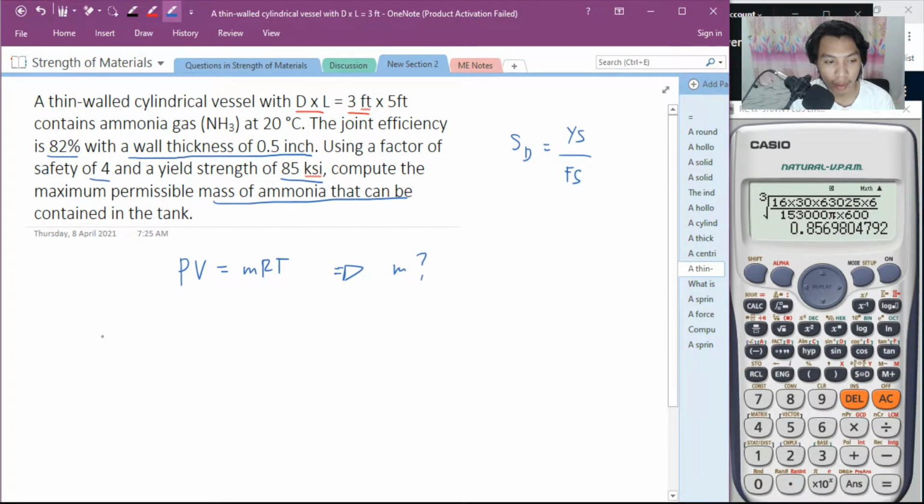Okay? Now, let's reform this. This is P over V RT. The difficult part here is the R. Later, let me walk you through. Isn't it that R is equal to R bar over the molecular weight of your ammonia?